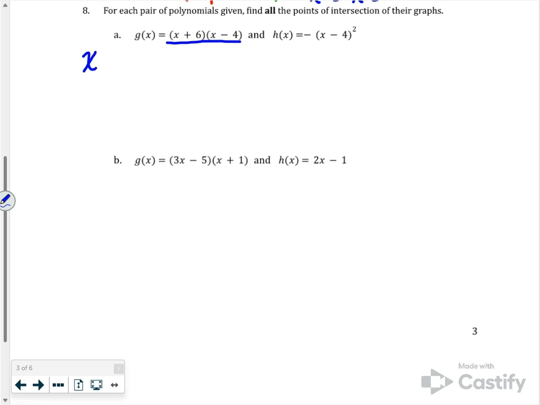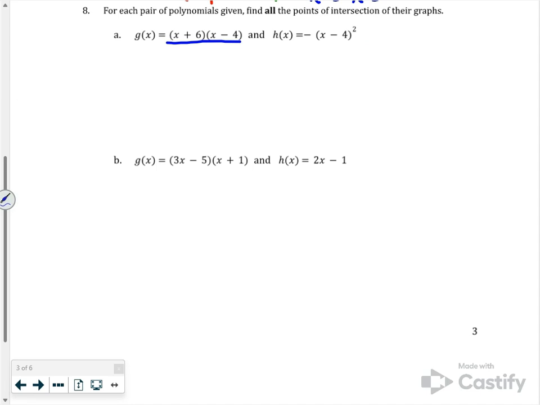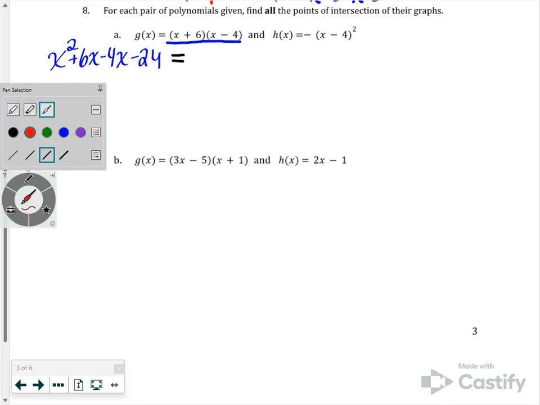So the first thing I'm going to do is rewrite that in standard form because I'm going to have to move everything around to get a combined equation. So we're going to write x squared plus 6x minus 4x minus 24. And that's all going to be equal to the other function. And this one is x minus 4 squared.